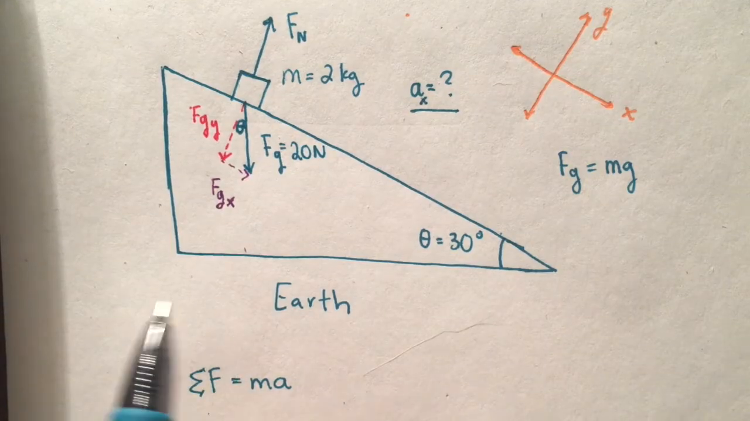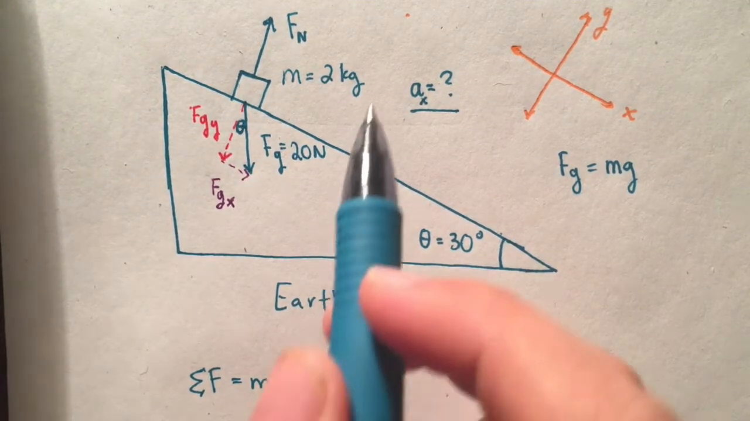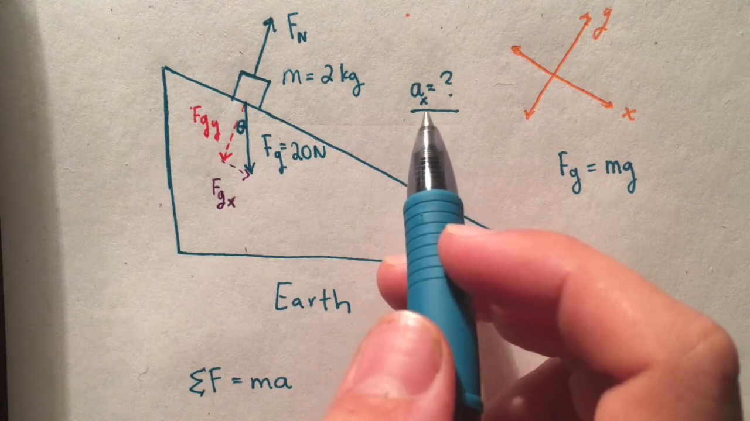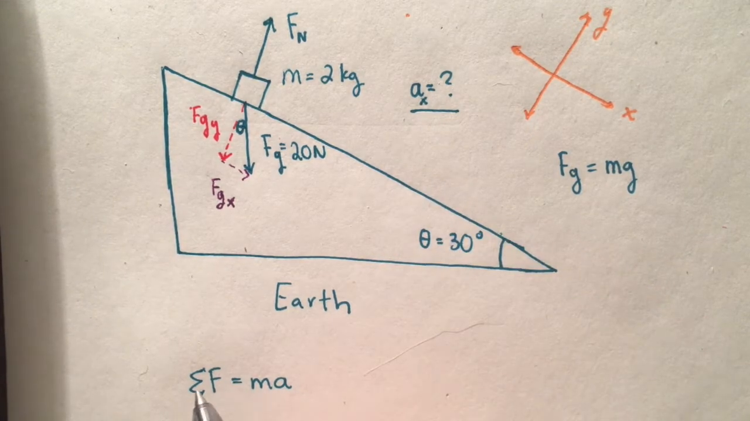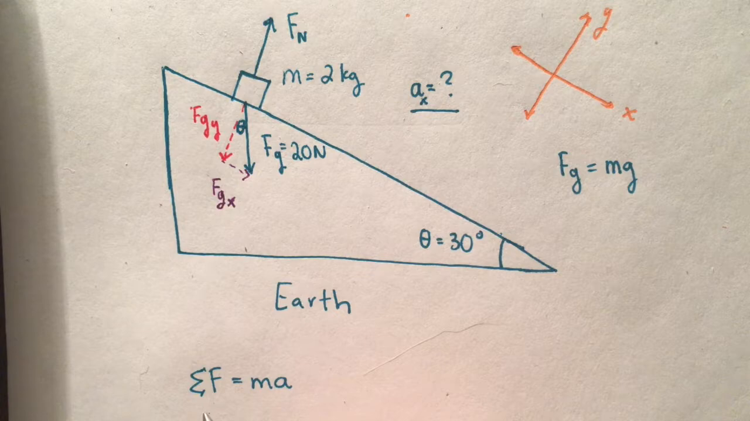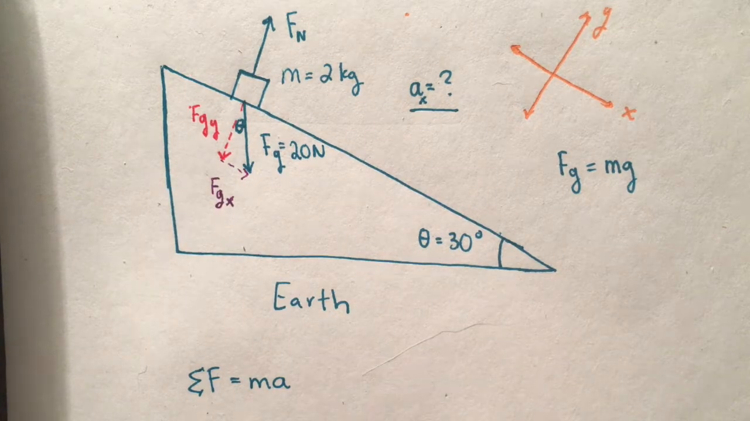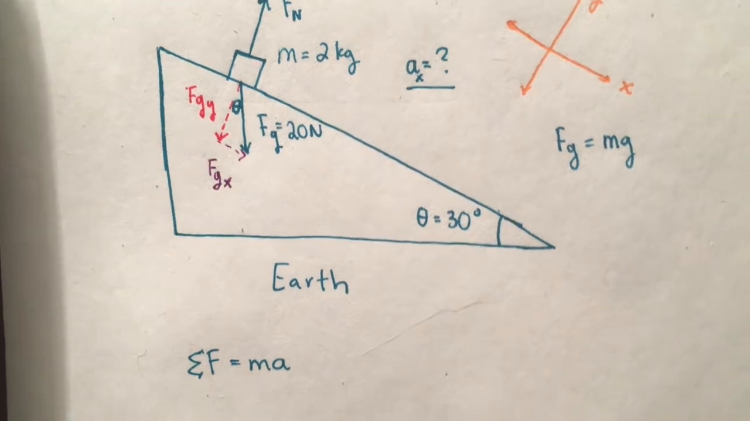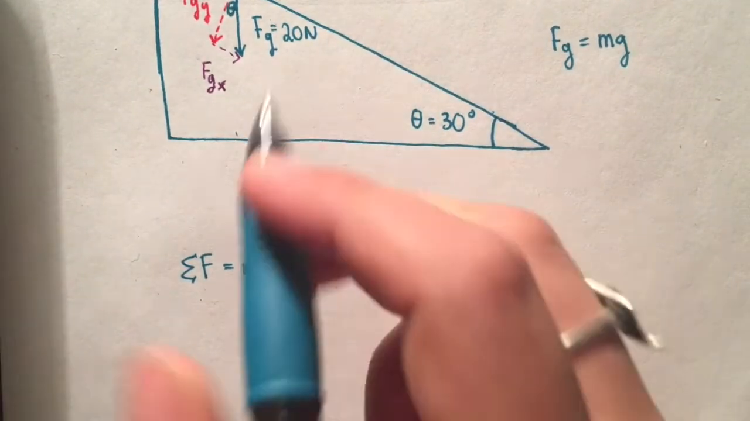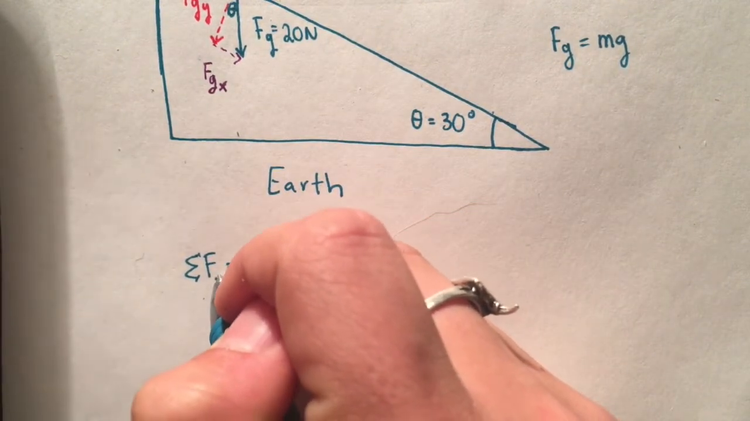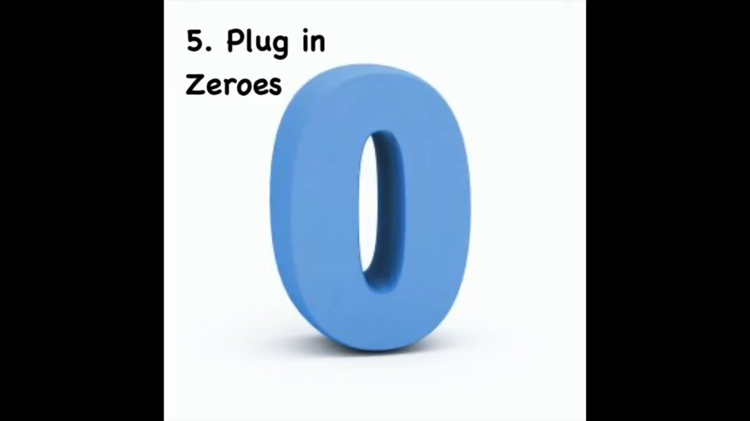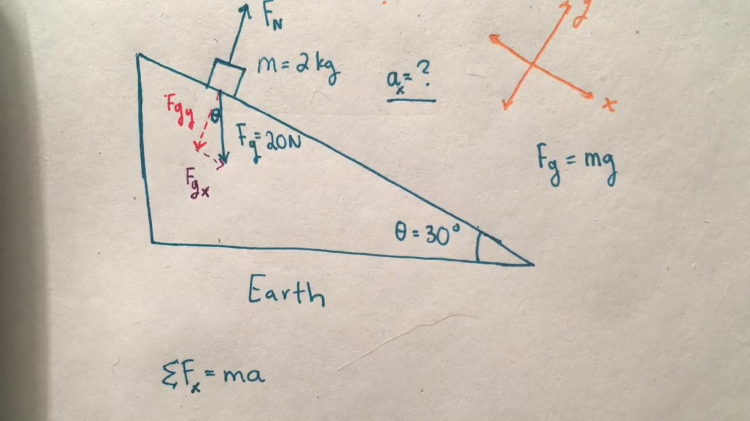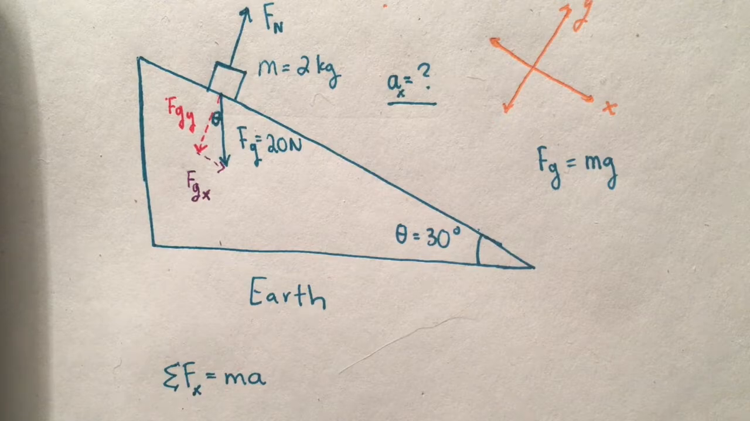So if we want to use Newton's second law, and we're looking for the acceleration in the x direction, we need to talk about the forces acting in the x direction. So when we say net force, remember we are adding together all the forces. Because we're talking about the x direction, this is the net force in the x direction. My next step is to plug in my zeros. I don't have any zeros, so I have nothing to plug in.